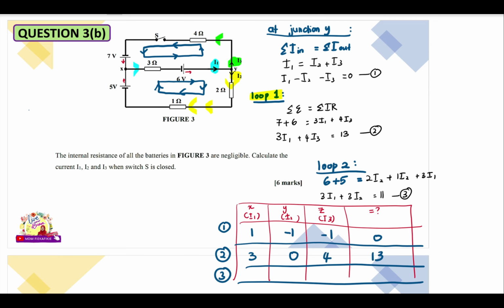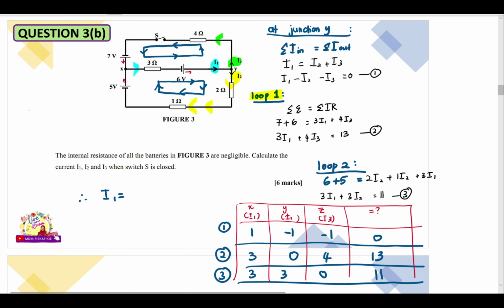Alright, and equation number 3. So we're going to have I1. We still have I1 here. 3I1. We have positive 3I2. 3. But we don't have value for I3. And it's equal to 11. So I3 yang kat sini nanti kotak ni kosong lah. So 3, 3, 0, 11. Okay, you tekan you punya calculator.